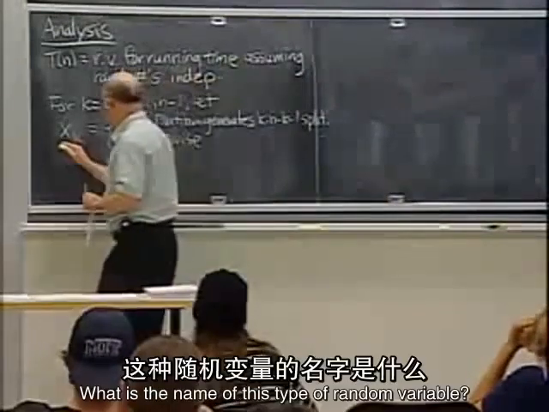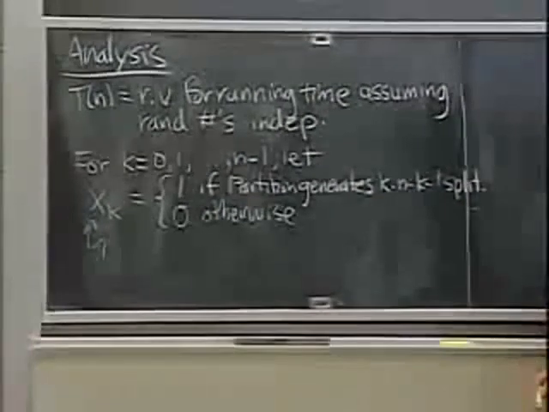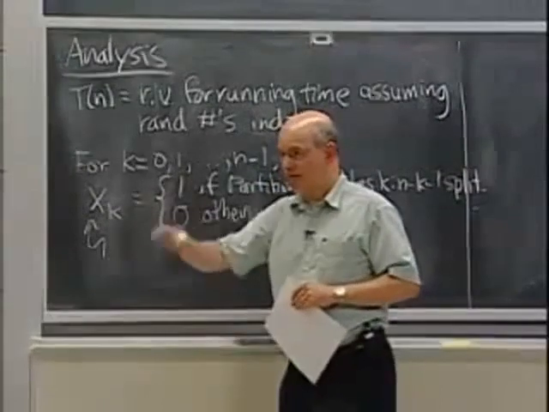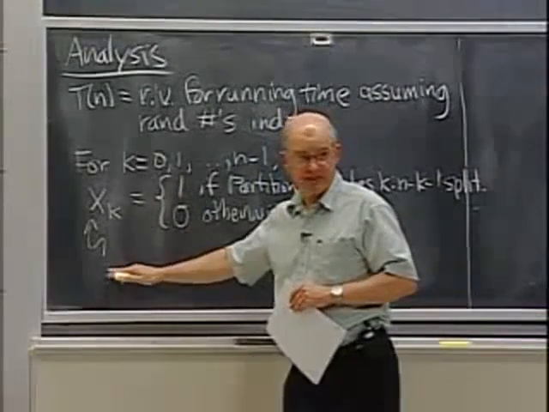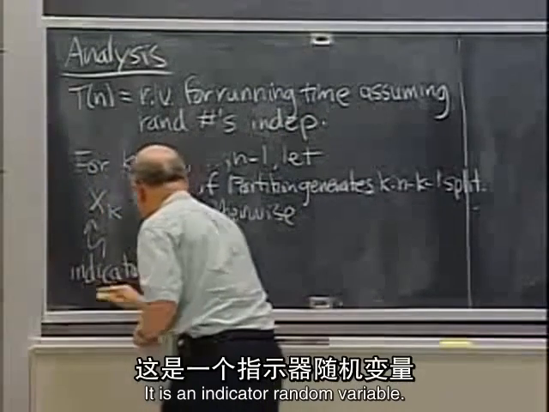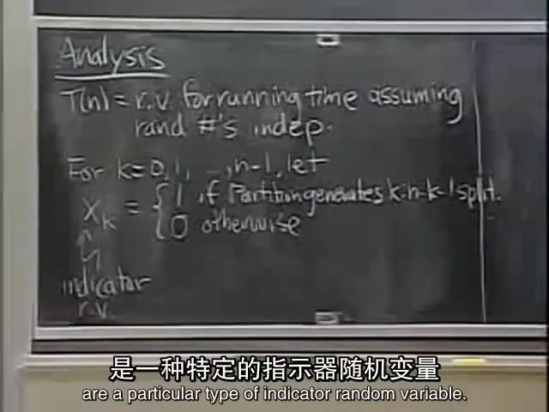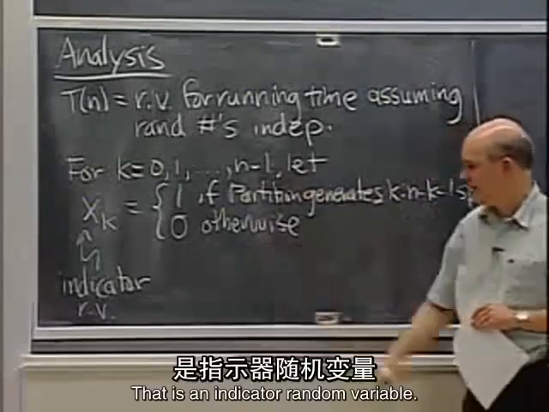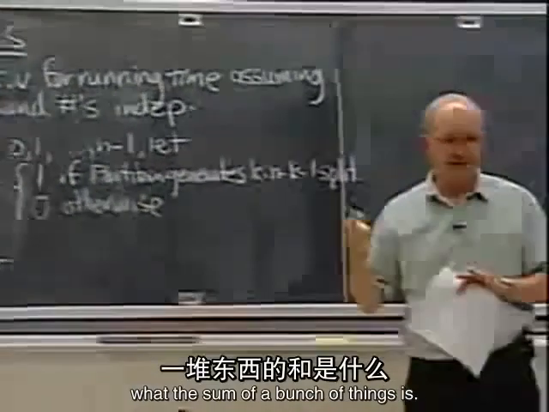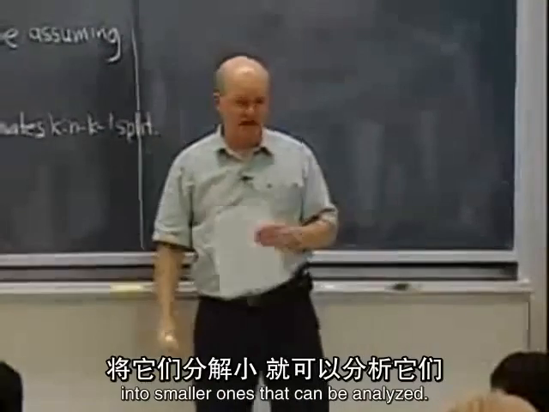So this is called, by the way, what's the name of this type of random variable? Bernoulli, or, well, Bernoulli has other assumptions. But it's an indicator random variable. It turns out it is Bernoulli, but that's okay. It's an indicator random variable. It just takes on the value 0, 1. And a Bernoulli random variable is a particular type of indicator random variable, which it turns out these are. Indicator random variables are a good way when you're trying to understand what the sum of a bunch of things is. It's a good way to break apart your big random variables into smaller ones that can be analyzed.